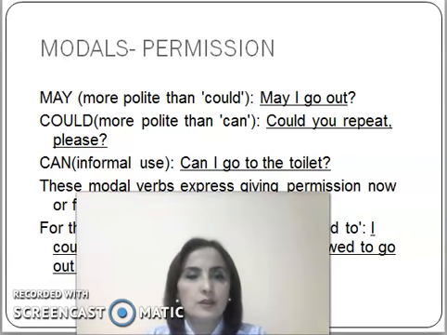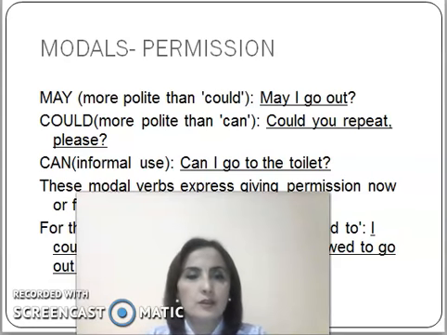Modals, degrees of certainty. Must, can't, couldn't express a certainty about now or the future. That must be the new manager. She can't be so old. She looks very young. Must, can't, couldn't, have plus past participle express certainty about the past. She must have been in a lot of pain. They couldn't have been on holiday for so long.